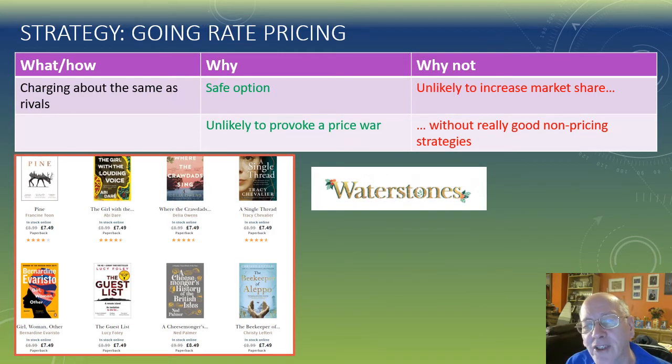Going rate pricing, as the name implies, is where you are charging roughly the same price as your rivals, the going rate. If you look at that illustration on the left hand side, it comes from the Waterstones best-selling lists. Look at the prices of the 8 books shown, the 8 top books. 7 of them have the same recommended retail price, that's the one that's crossed out, of £8.99, and they are all being sold for the same price by Waterstones, £7.49.